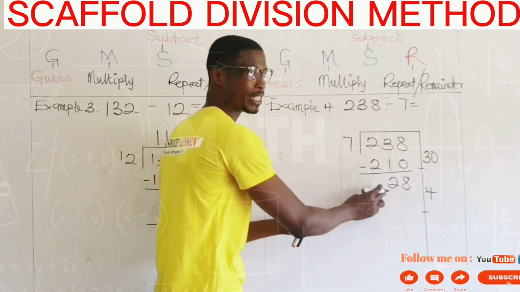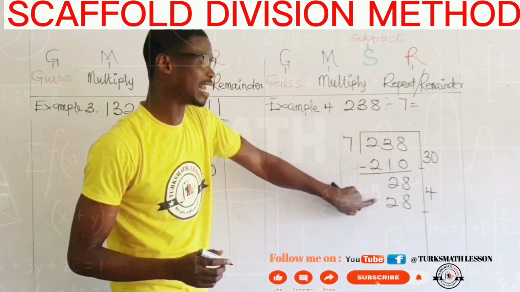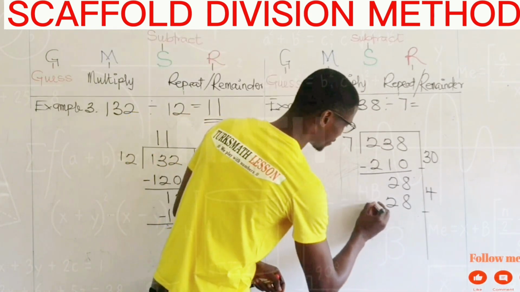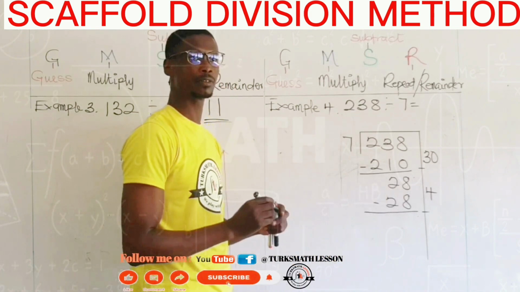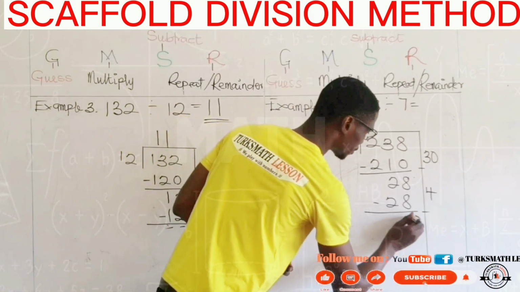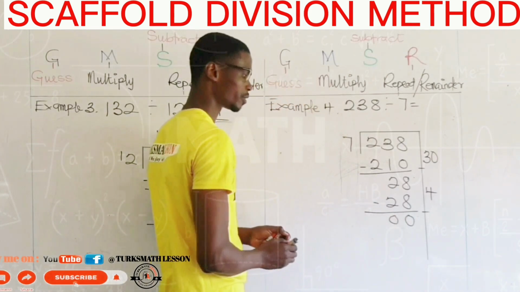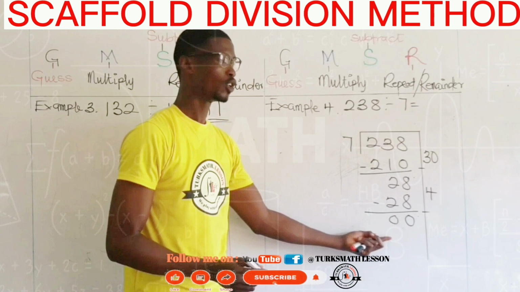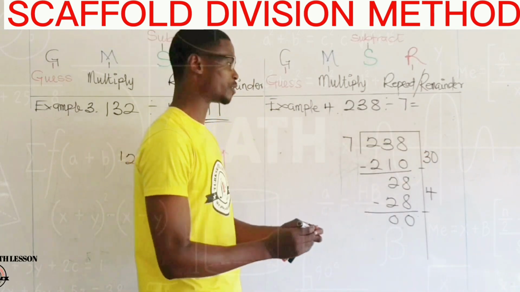28. It is equal to, so we can use the present tense. So you write 28. Next step, we subtract. We are going to have 8 minus 8? 0. 2 minus 2? 0. Very good. Do you have any number here? No. So we are going to add the numbers that we have here.